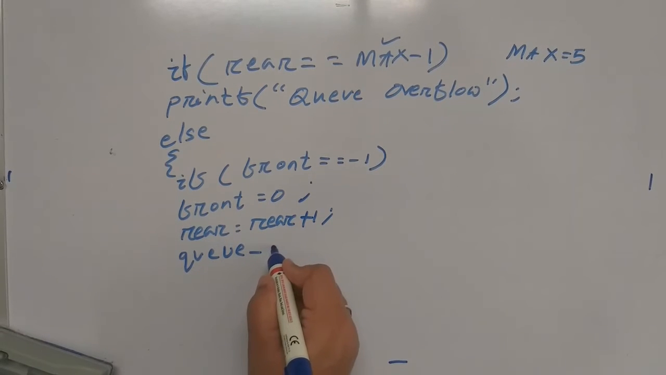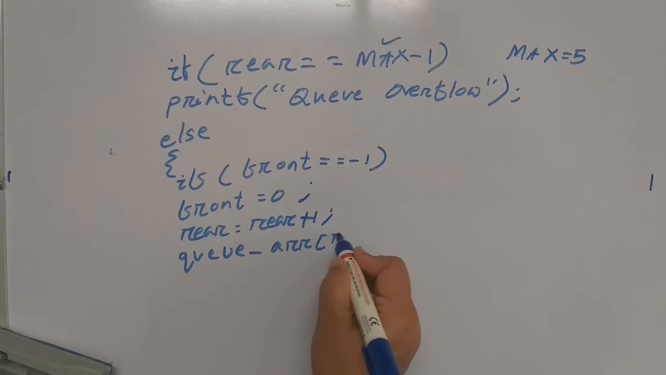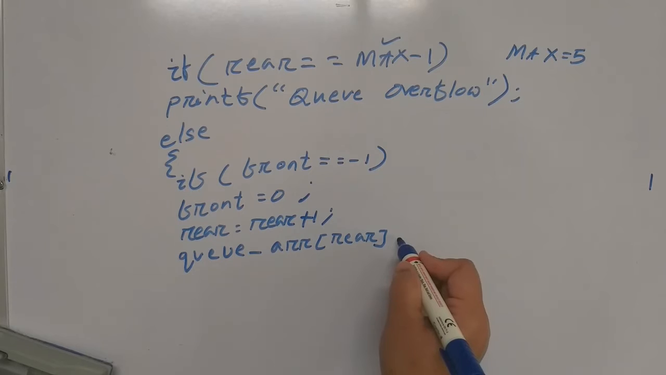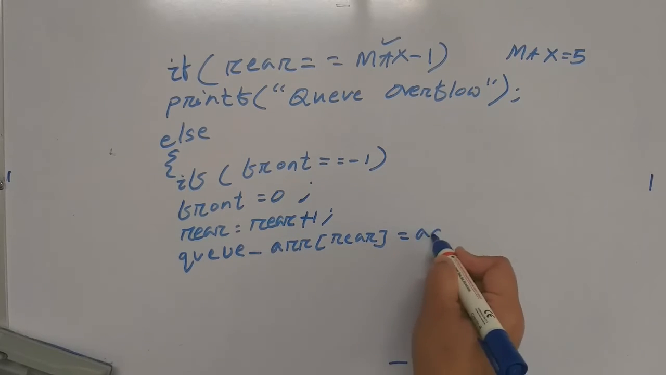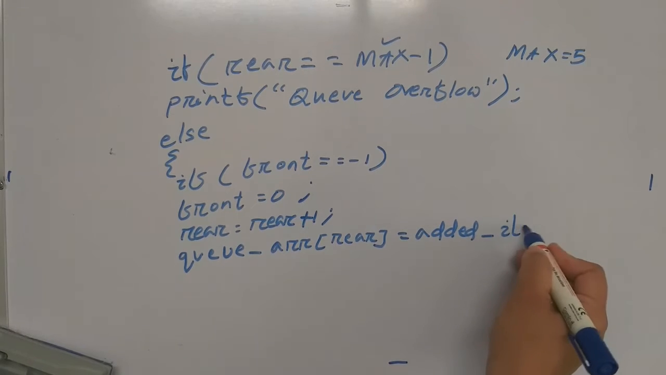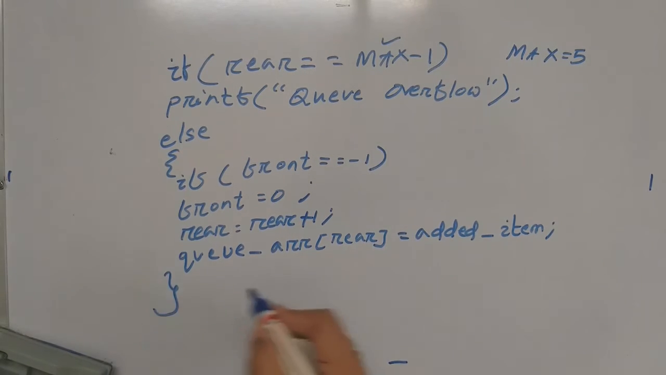So in the queue, at the rear position, whatever the value is, we write it here: added underscore item, this is the variable. So we enter it. How are we doing this?